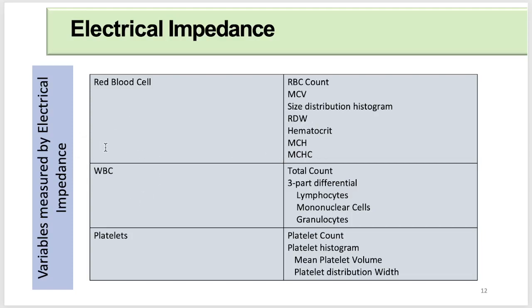You have also your WBC parameter, your total count, your three-part differential count: your lymphocyte, monocyte, and your granulocyte, your BEN, your basophil, eosinophil, and your neutrophil, and your platelet count. Your platelets, including your platelet count, the histogram, the platelet volume, and platelet distribution width. So usually kasi pag histogram, we are talking about the distribution of a particular cells and its volume. Makikita natin yan later.